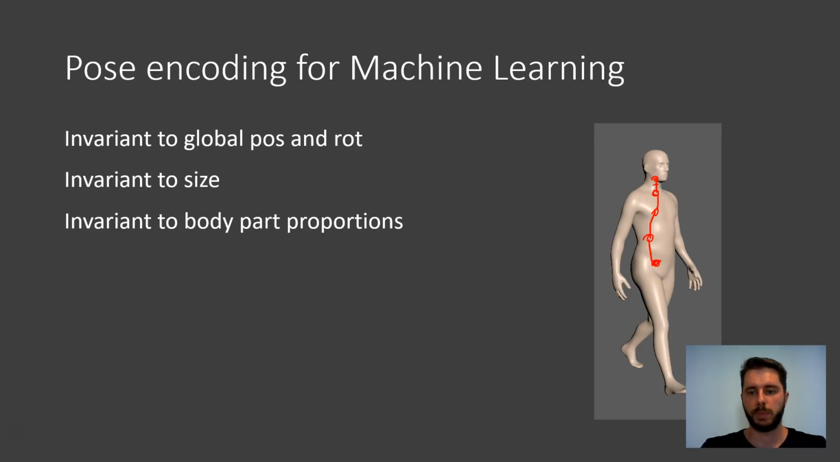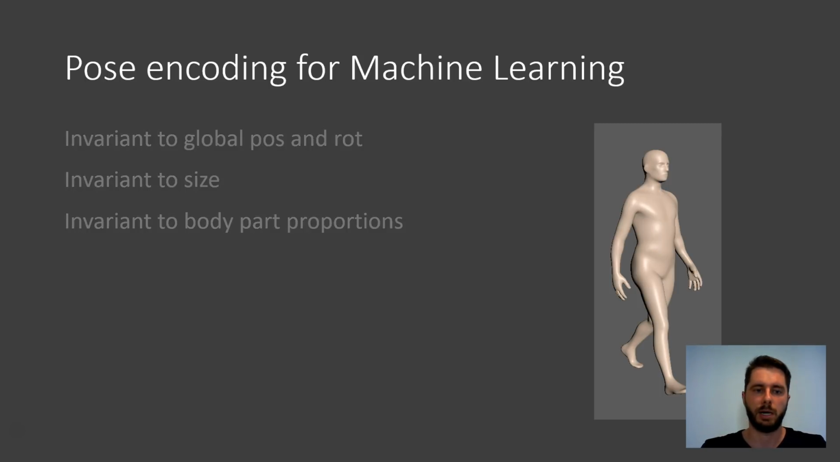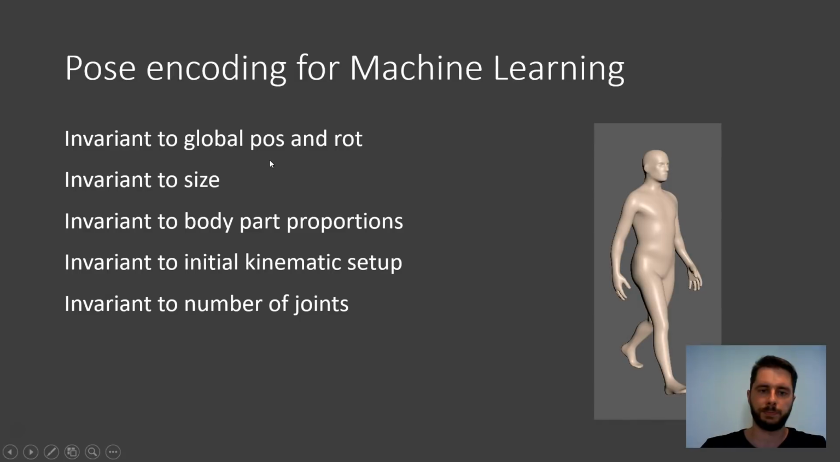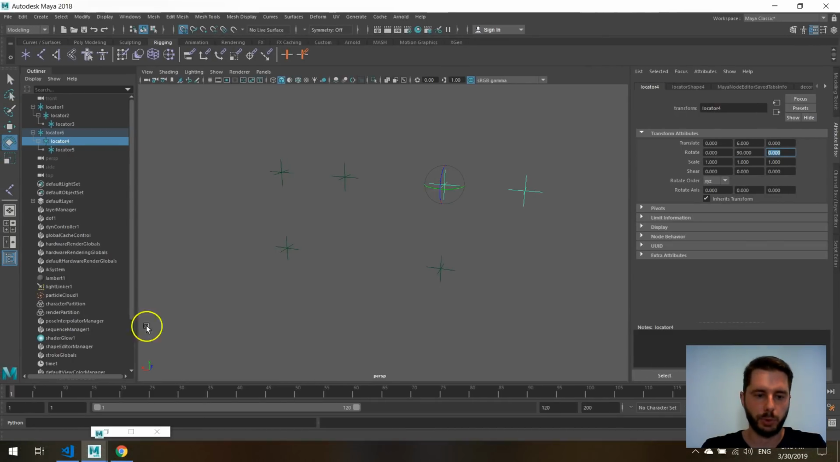So what I think the IK rig brings to the table is not only the invariability to global position and orientation, but to size, body parts, initial kinematic setup, and the number of joints. So I think it's actually a better way to describe the pose. Now, let me show you what I'm talking about in a little bit more detail.